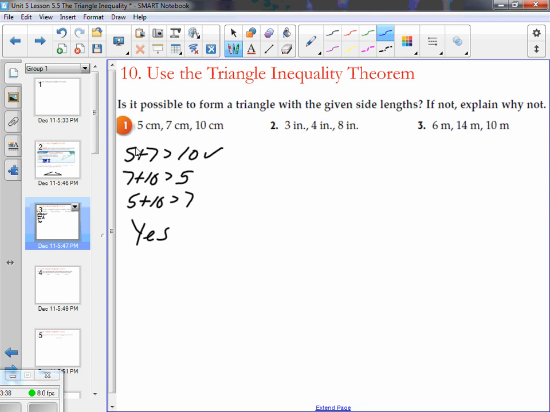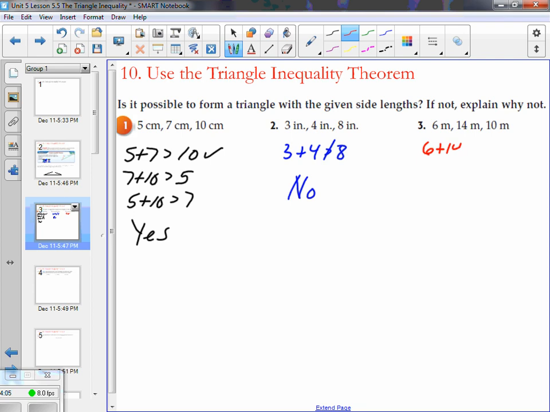Okay. Number two, is 3 plus 4 greater than 8? No. So that's not true, so we say no. No need to check the others. If one of those inequalities doesn't work, then you can't make a triangle out of those lengths. Now, number three, they're playing tricky here. They didn't put them in order from smallest to largest, but that's okay.